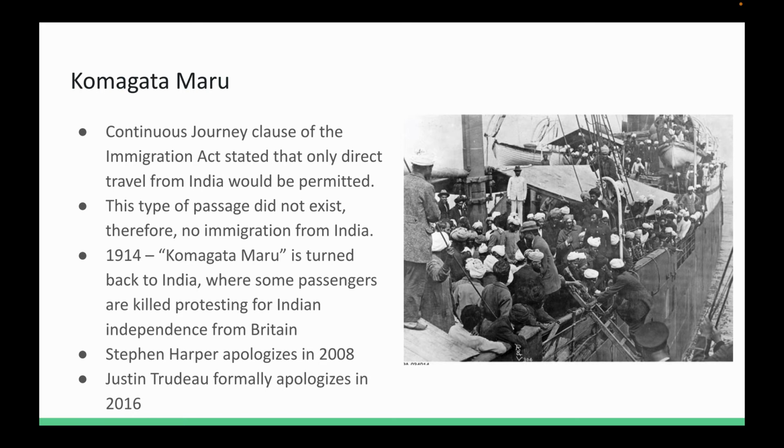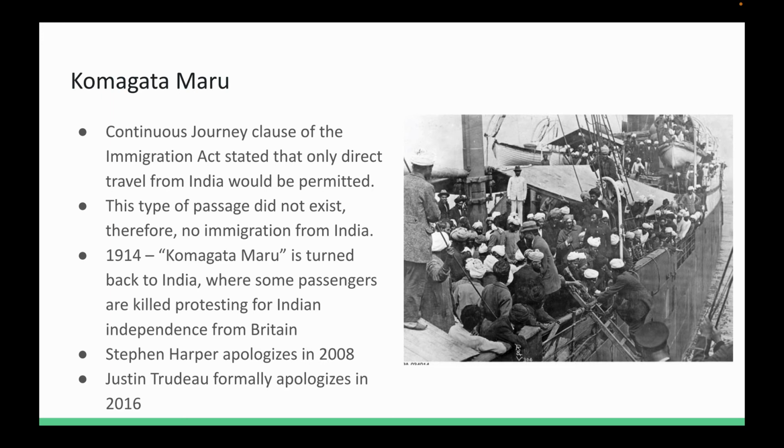Now, in 1914 is when the Komagata Maru set sail, but it didn't set sail directly from India because that passage did not exist. There was no line from India direct to Canada. You could get to Canada from India, but you had to make stops along the way. But our Immigration Act at the time did not allow for that. So in 1914, when this ship left, it was turned back to India.